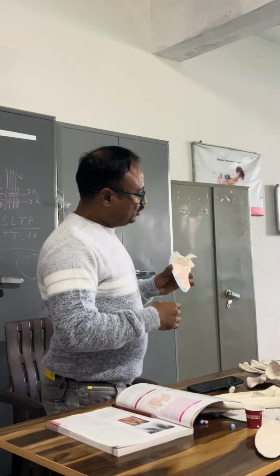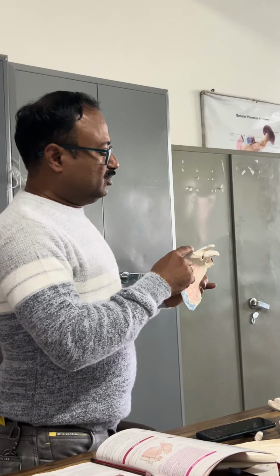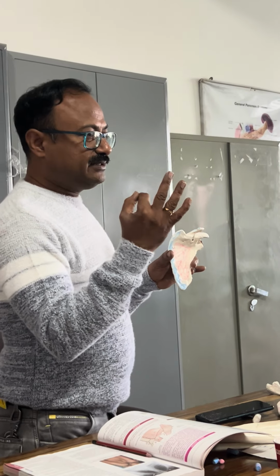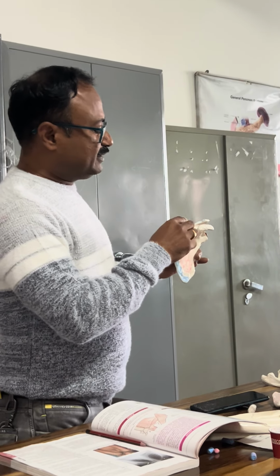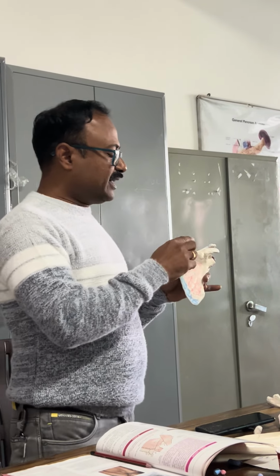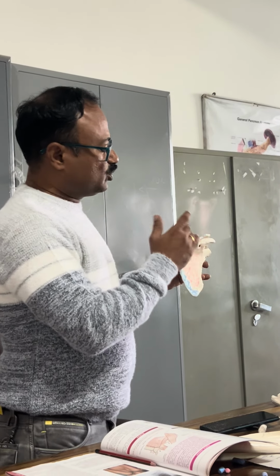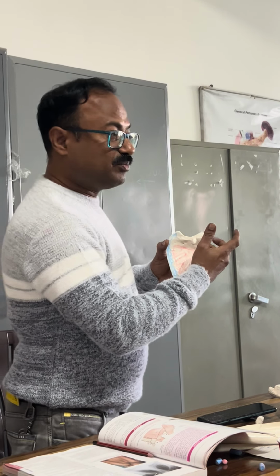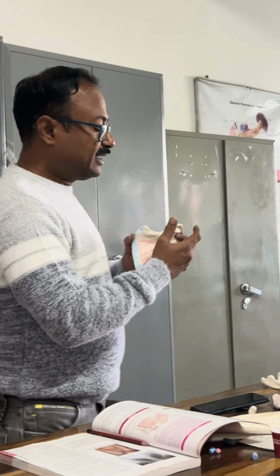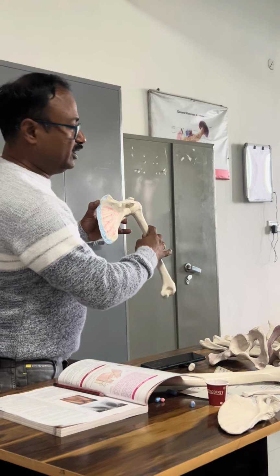I have told you that it is a triangular flat bone. And here you will find three angles, three borders, three processes and two surfaces. The three angles are the superior angle, inferior angle and lateral angle. The lateral angle is broadened and forms the cavity that is called the glenoid cavity. That glenoid cavity articulates with the head of the humerus and forms the shoulder.